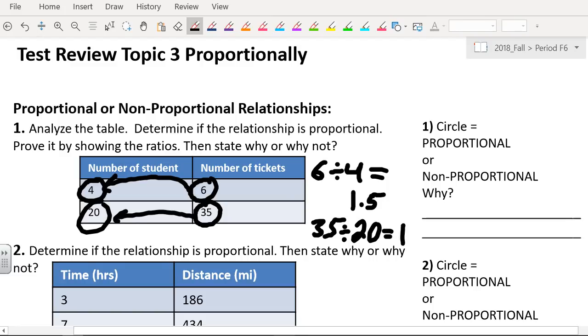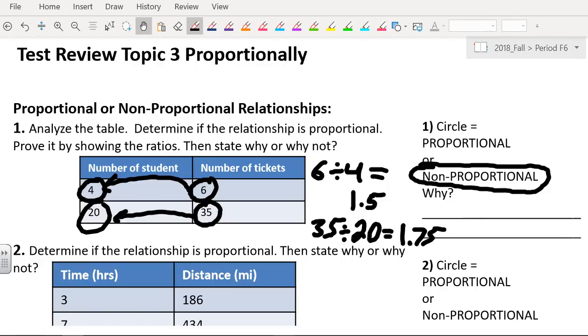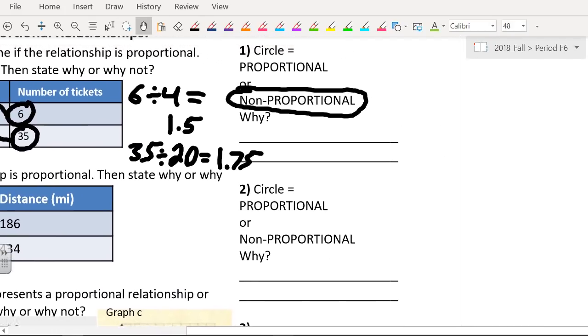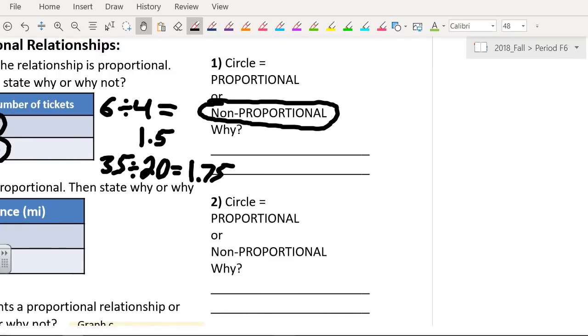Now, what if they had both been 1.5 or 1.75? Then it would have been a proportional relationship. Very good. So we circle not proportional. And then for why, there's a bunch of different ways you can say it. Okay, why is it not proportional? There is no relationship between the two numbers. You mean they're not the same? Because they have to be the same.